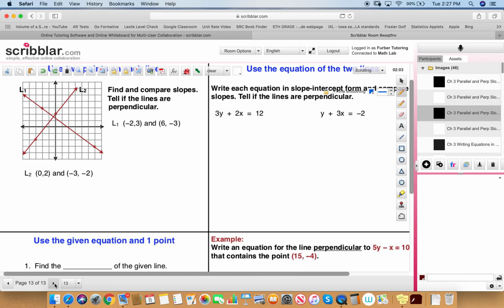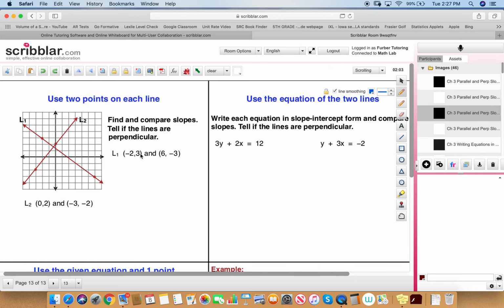We're going to use the same steps that we did with parallel lines. We're going to look at the slopes of the two lines, and then we're going to look at the equations of the two lines. Again, this is probably not going to be given to you. They're going to give you only the lines, so you have to know how to use the slope formula. Okay, I'll write it again up here: y2 minus y1 over x2 minus x1.